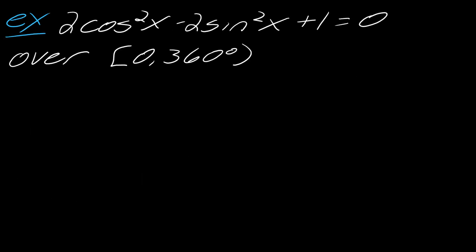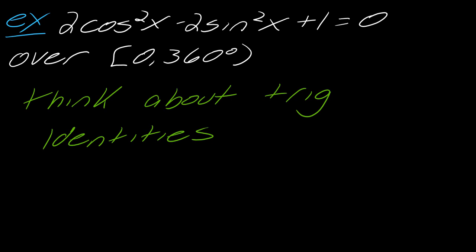So let's take a look at another one of these. I've got 2 cosine squared x minus 2 sine squared x plus 1 equals 0. Okay, we've got a similar problem here. These are both in terms of x, but this is cosine, this is sine. We don't like that. We prefer to have this all in terms of the same trig function. So you want to think about trig identities and just what is popping out at you.